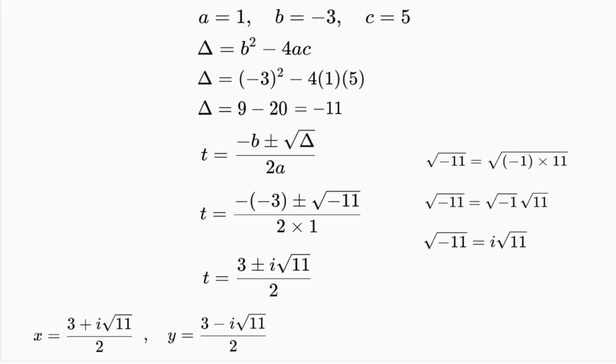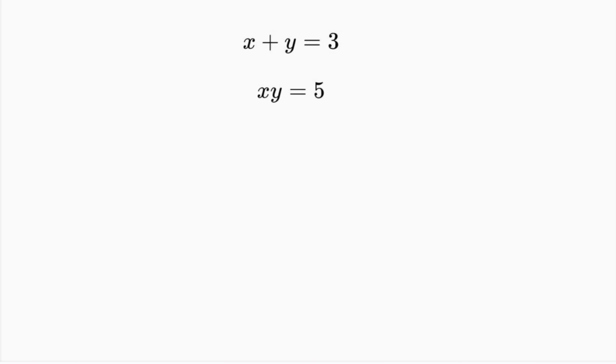This implies either x is equal to 3 plus iota square root 11 by 2 and y is 3 minus iota square root 11 by 2, or x is 3 minus iota square root 11 by 2 and y is 3 plus iota square root 11 by 2. Now we'll see method 2.